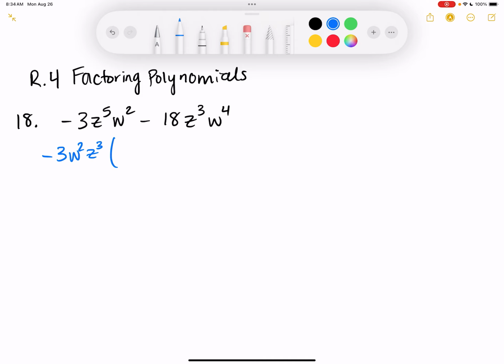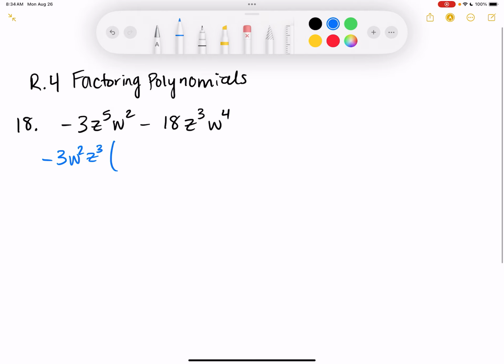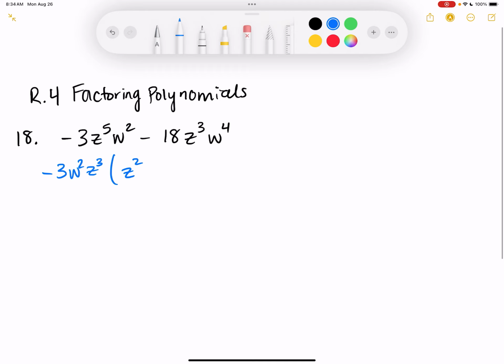So then everything that's left over, when I factor this out, what am I left with in this piece here? Z squared. Everything else is gone. What about from this second piece here? Well, remember I took out the negative, so this one's going to be positive. So positive 6 what? Yep. And that would be where we leave that.